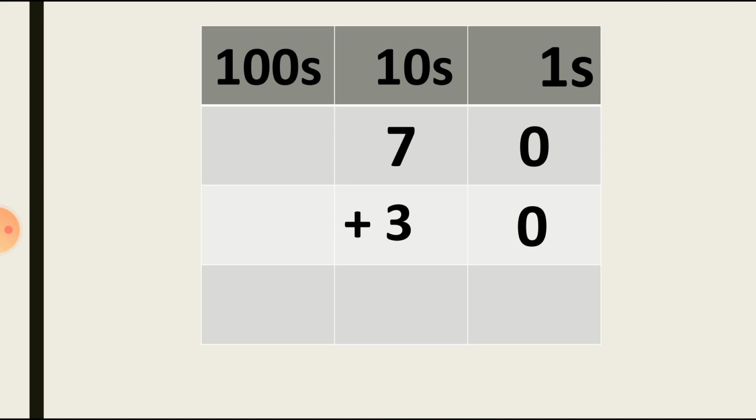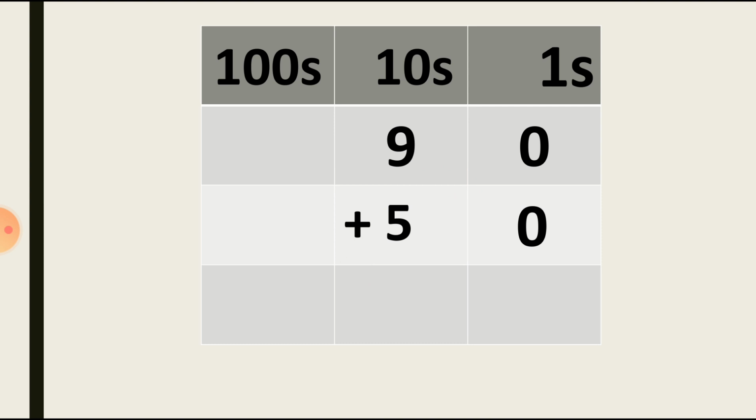Here is sum number 1. Students, here is question number 1. At the ones column, 0 plus 0. So the answer will be 0, and we can write 0 under the ones column. Then at the tens column, 7 plus 3. Students, 7 plus 3 is equal to 10. So we can write 0 at the tens place and 1 at the hundreds place. This way we have to write down the answer. Sum number 2, here at the ones column, 0 plus 0.